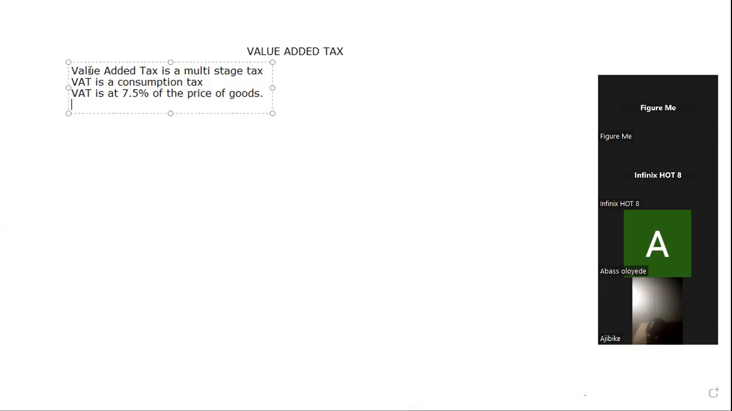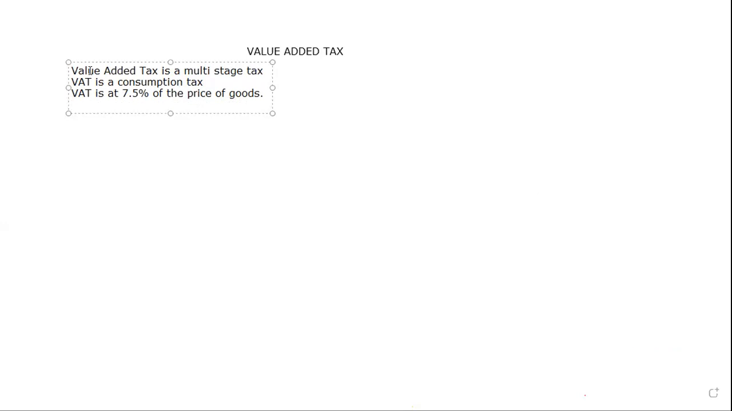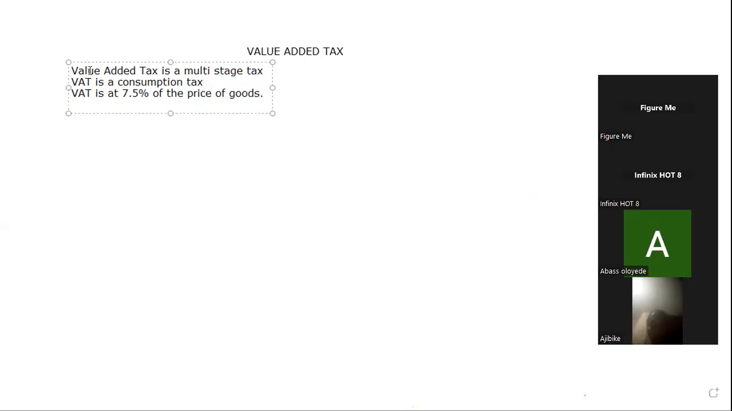Should I come again with that? That VAT is what? First is that it is a consumption tax. It is a sales tax, and it is a consumption tax. So let me explain what each of those terms mean, right? Now, to say that VAT is a multi-stage tax, what it means is that it is charged at different levels.